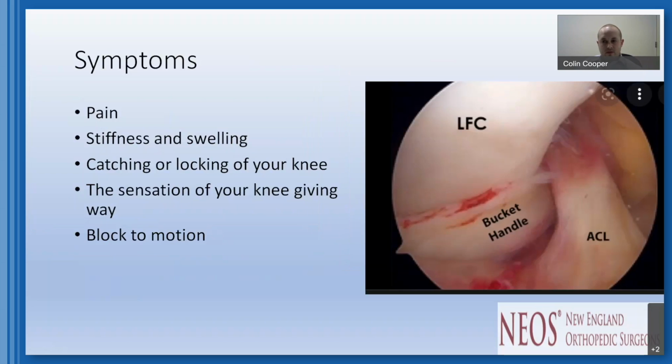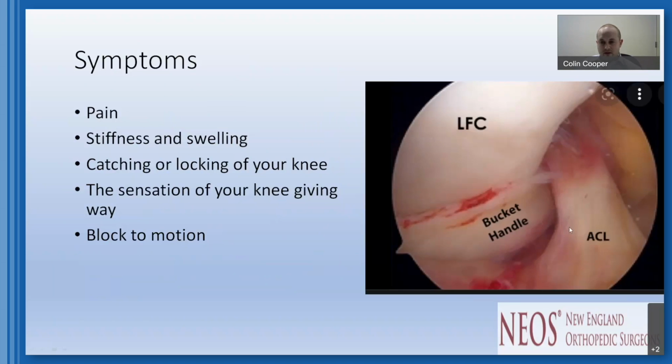So the symptoms of a meniscus tear can be very similar and sometimes hard to differentiate from arthritis. They include pain, stiffness and swelling, catching or locking of your knee, or the sensation of your knee giving way. There can also be a block to motion, which is not so common with arthritis.